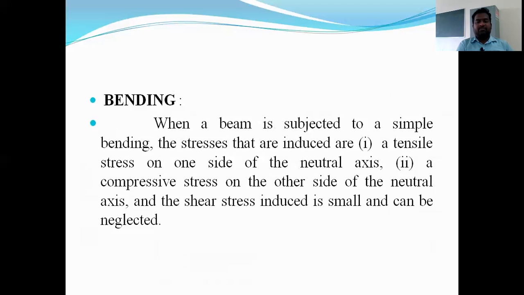Next, bending. When a beam is subjected to simple bending, the stresses that are induced are a tensile stress on one side of the neutral axis. Bending, right? So bending means the inner part is subjected to compressive stress and the outer part is subjected to tensile stress. So when a beam is subjected to simple bending, the stresses induced are a tensile stress on one side of the neutral axis, a compressive stress on the other side of the neutral axis, and the shear stress induced is small and can be neglected. We can neglect the shear stress value.